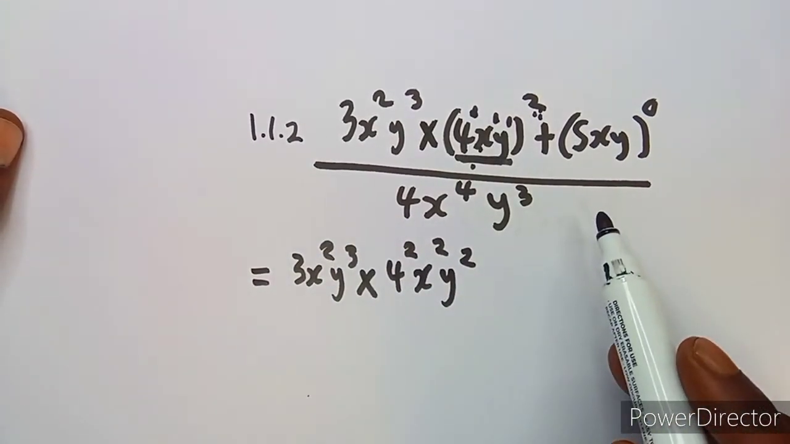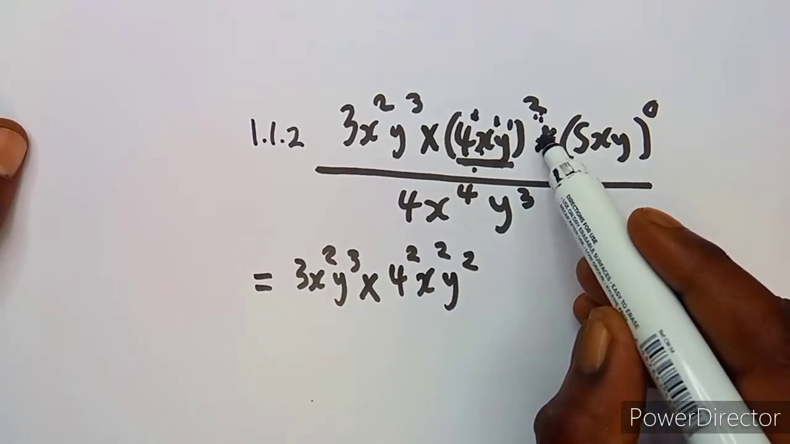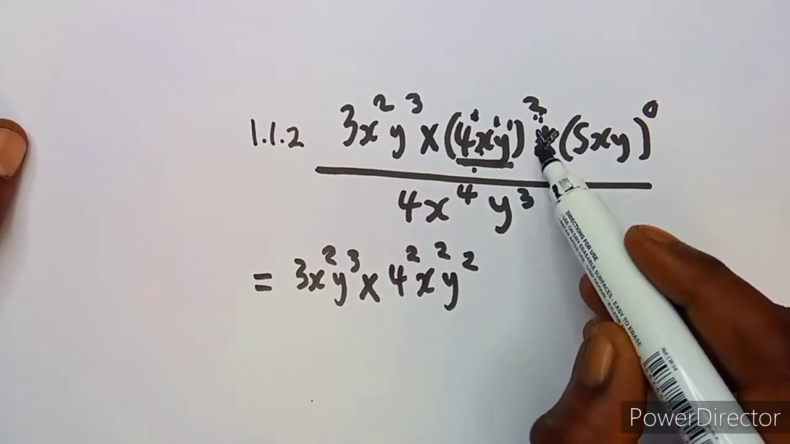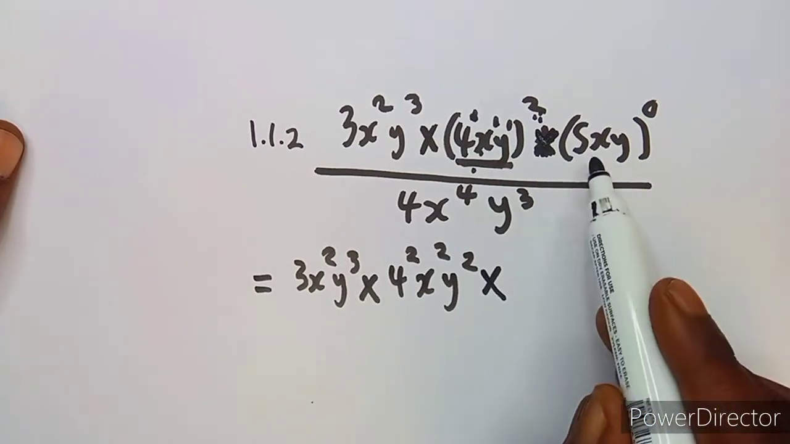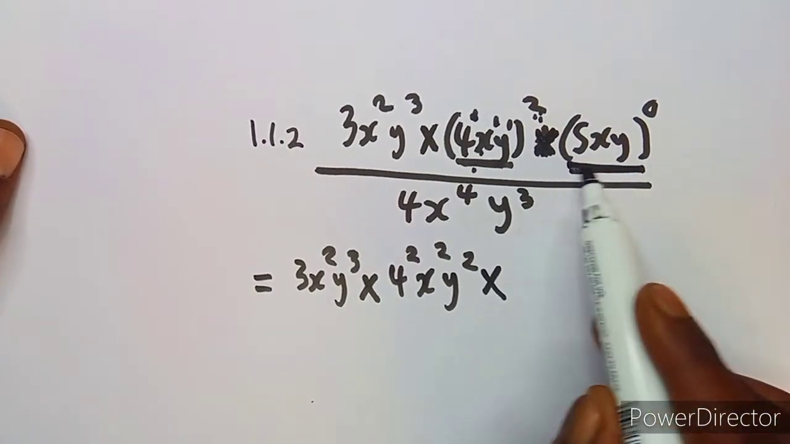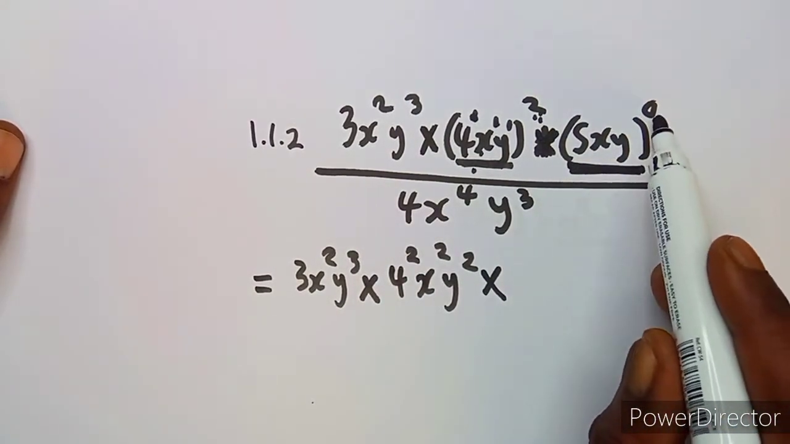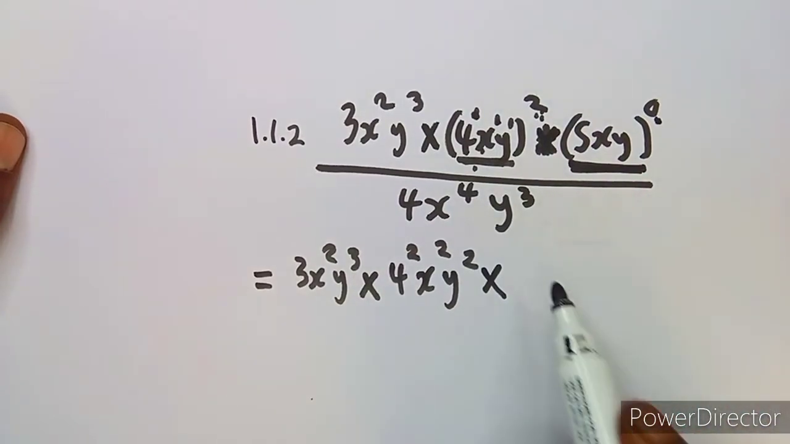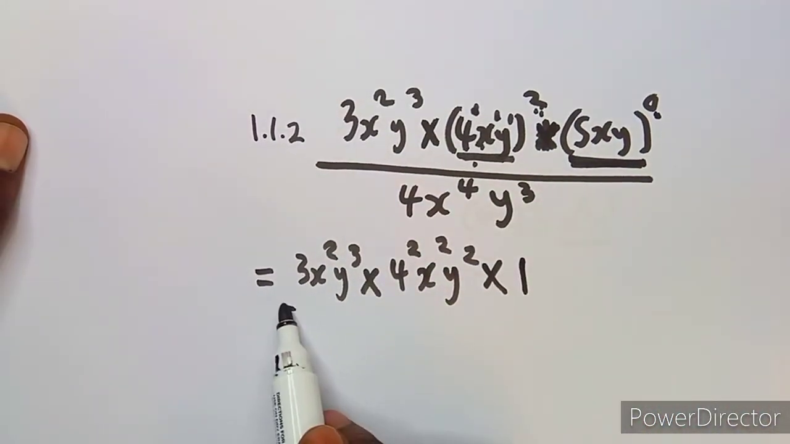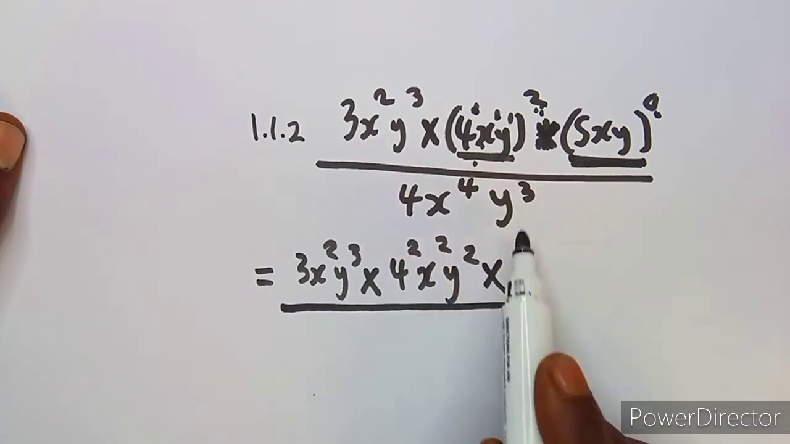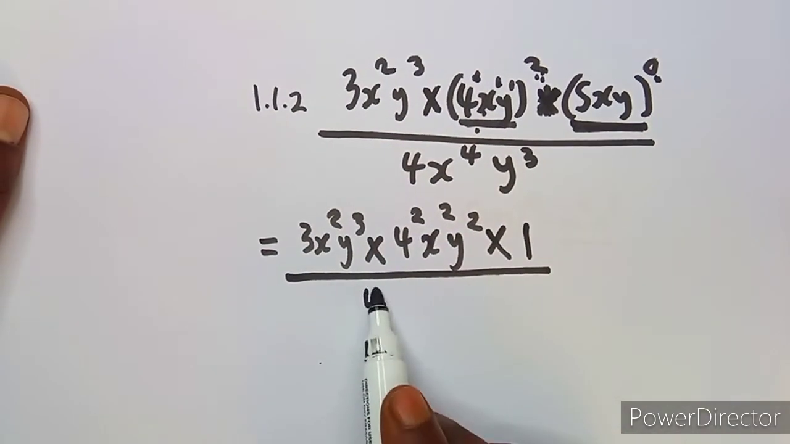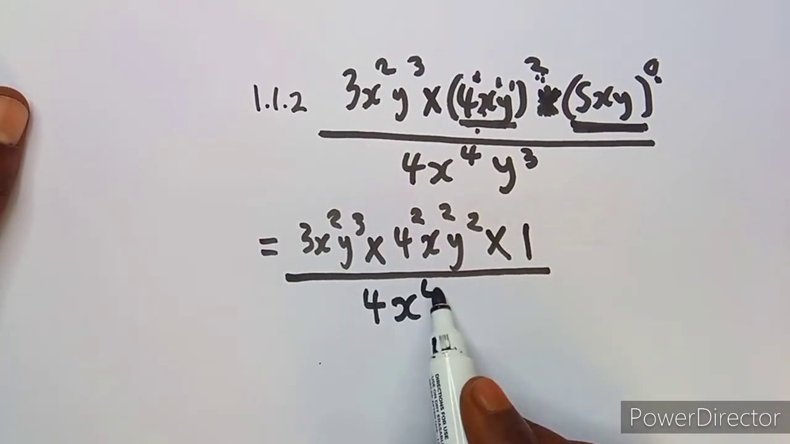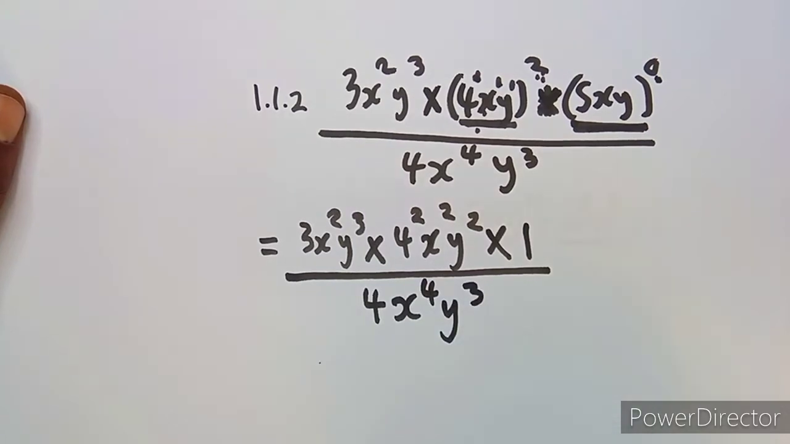From this part we are given a times, not a plus. This is a times. So we're going to multiply with, there is a bracket, everything in this bracket is raised to the exponent of 0, and we know that anything to the exponent of 0 is 1. Over, we're going to rewrite this as it is. So it's going to be 4x to the exponent of 4, y to the exponent of 3.